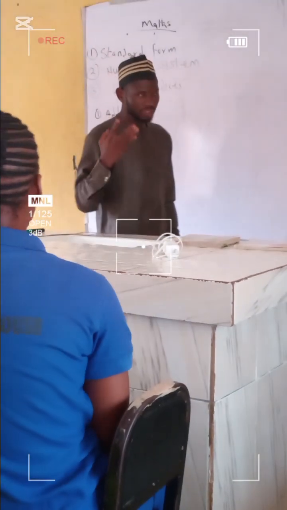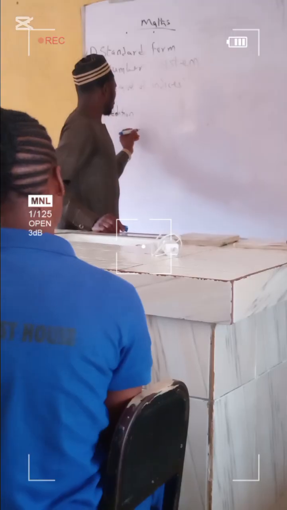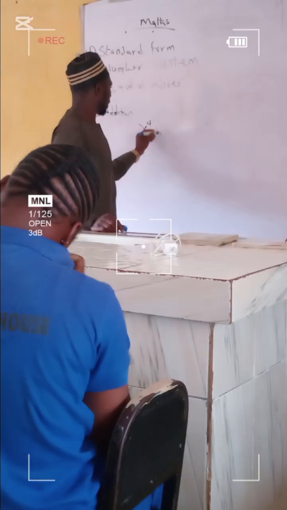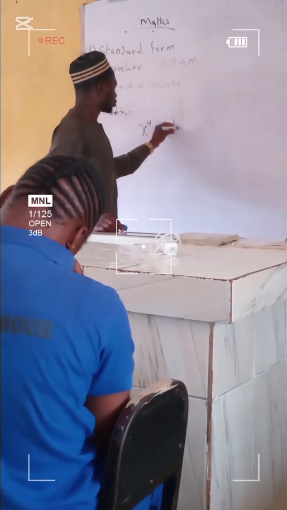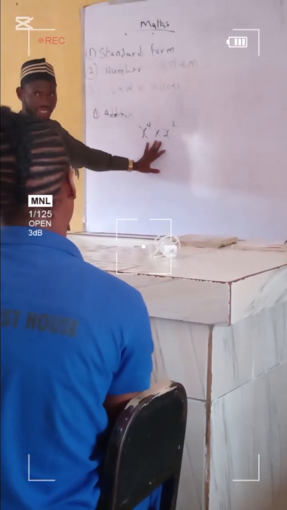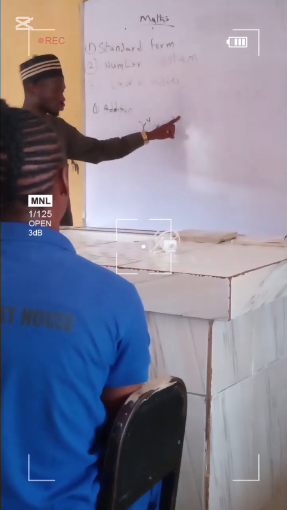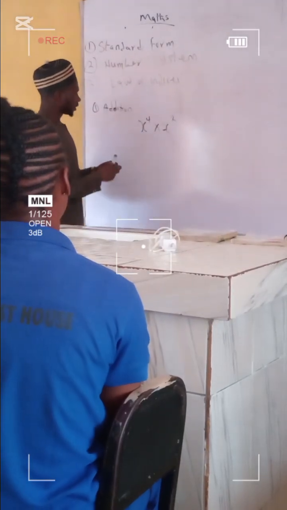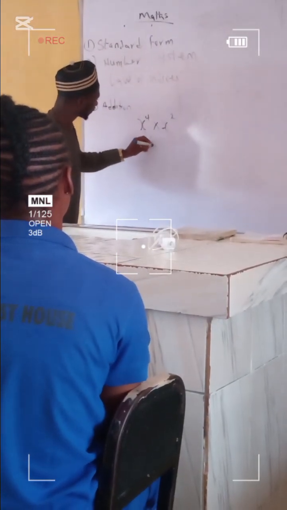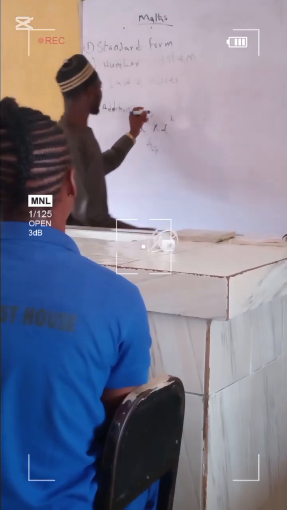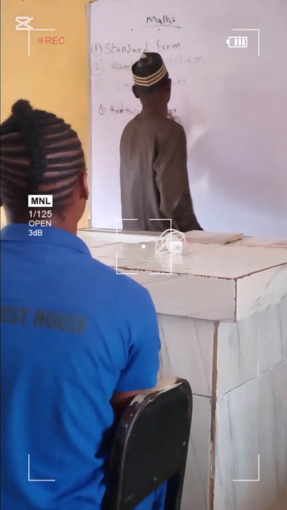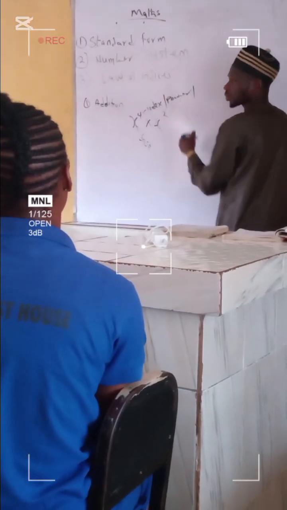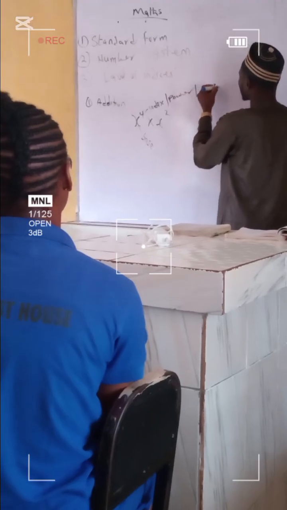Let's use x. Let's say x raised to power 4 times x raised to power 2. If I have an expression like this, the law states that, because this is called the base, and this is called the index. You can also call it power. You can also call it exponential.